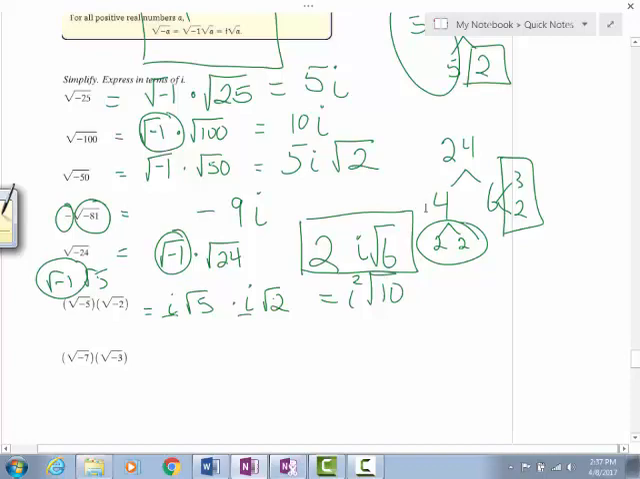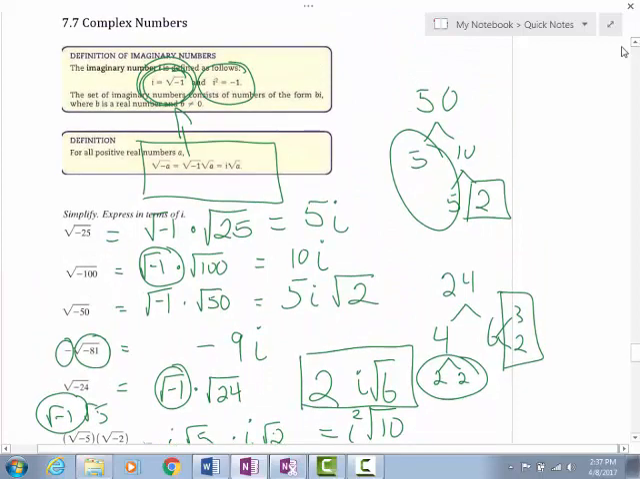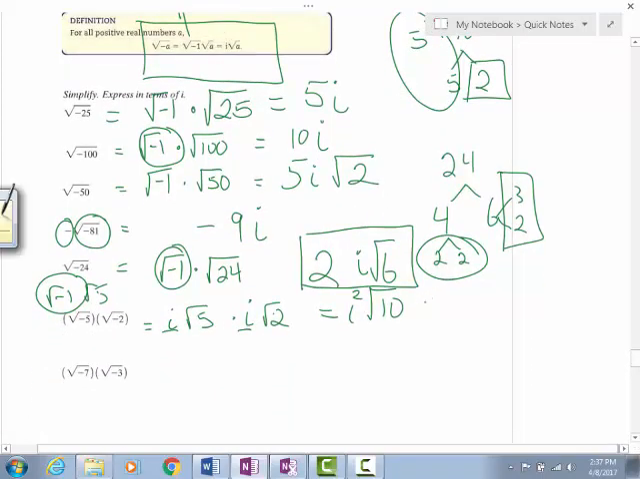If I scroll back and look at the top part of my notes up here, it tells me right here, let me circle it again, but I'll circle it in red. It says i squared is equal to negative 1. So when I come back to my problem, since i squared is negative 1, that just makes it the negative square root of 10. Again, I can break down 10, but it's only a 5 and a 2, so I can't simplify it. The next one here, I'll do the same way.